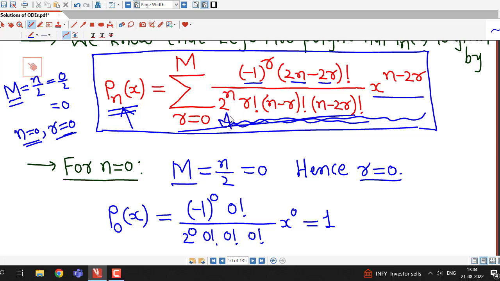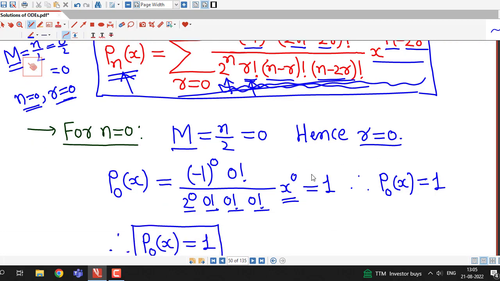Similarly here we have 2 raised to n, that is 2 raised to 0. r is 0, so 0 factorial. n and r both are 0, therefore we have 0 factorial into 0 factorial. And we know that 0 factorial is 1, minus 1 raised to 0 is 1, 2 raised to 0 is 1. Here also n is 0, r is 0, so we have x raised to 0. So we find out that the polynomial of degree 0 is given by P0(x) equal to 1.